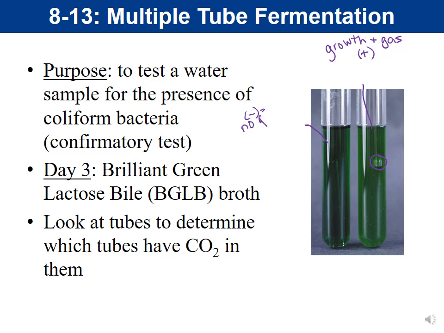Either we have no growth, or the second option to be negative would be growth with no gas. Because growth with no gas is still considered a negative because it is gram negative, but it did not ferment the lactose to produce the acids and gas. And so your readout would simply be to look at your BGLBs, look for turbidity, and look for gas. If you have turbidity plus gas, that is confirmatory for a coliform.